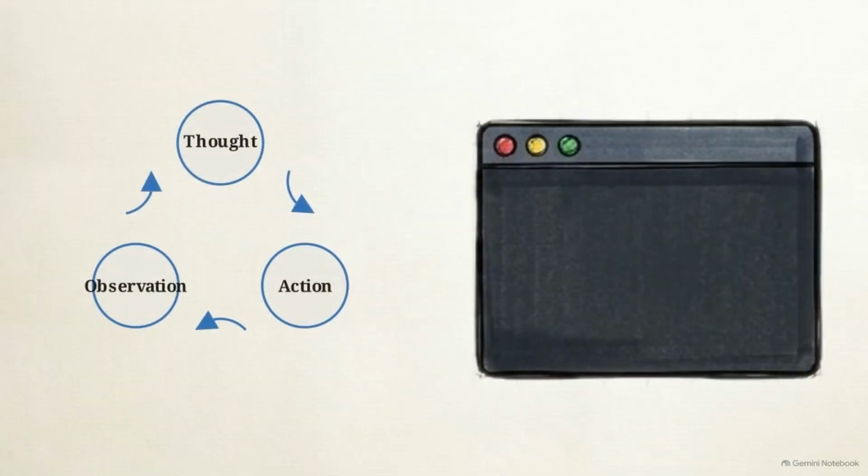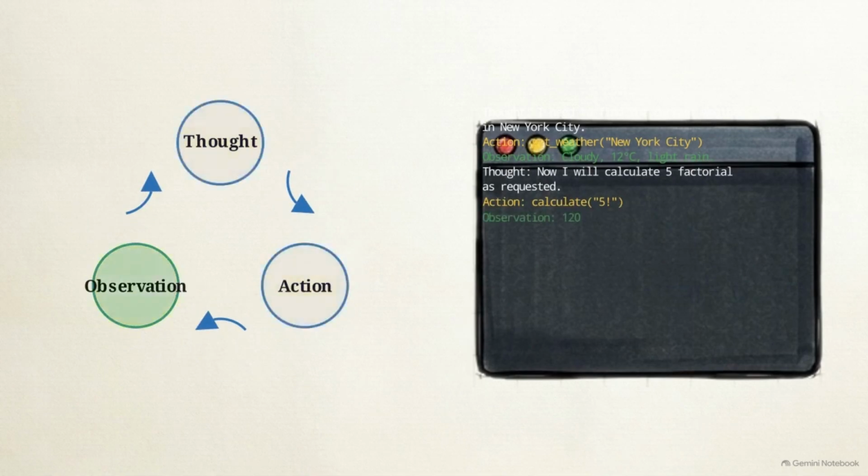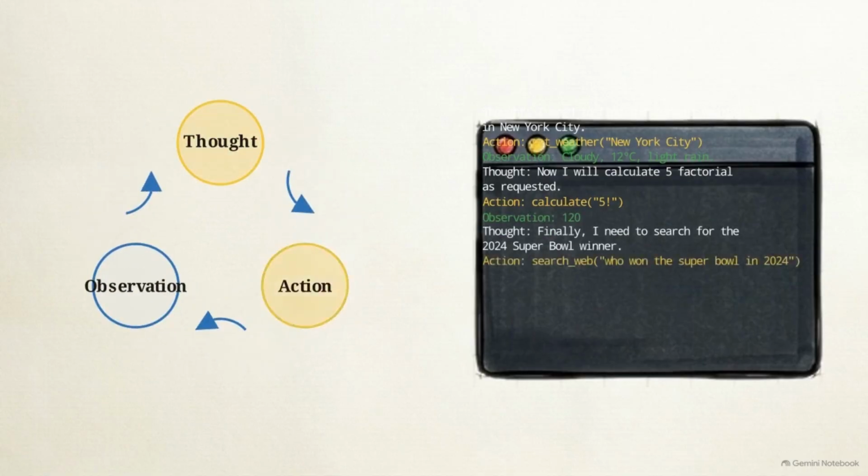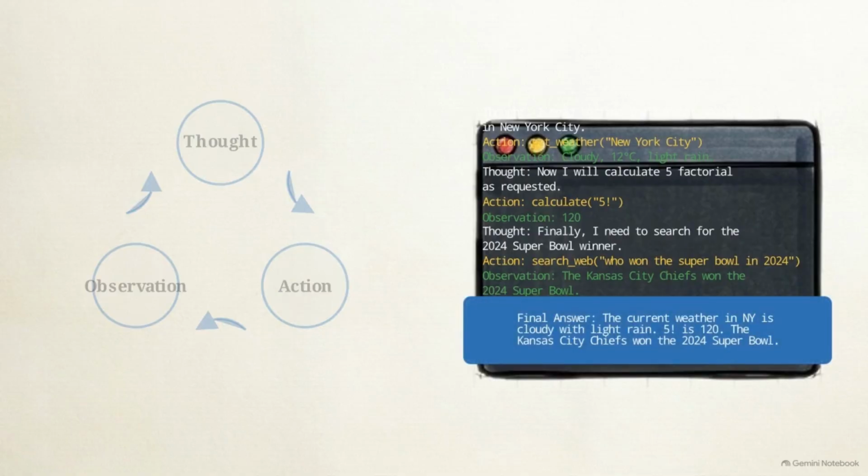Let's trace our original prompt. The model outputs a thought, generating an action for the weather API. The script logs the observation. The loop triggers again to calculate 5 factorial, and a third time to search the web. With context filled, it prints the answer.